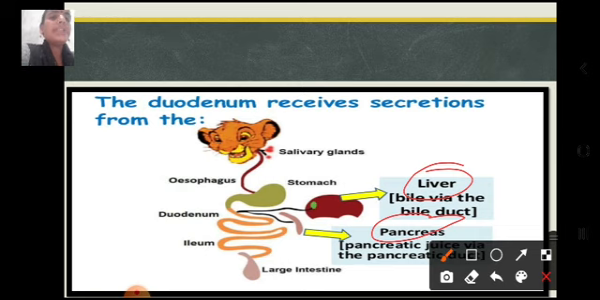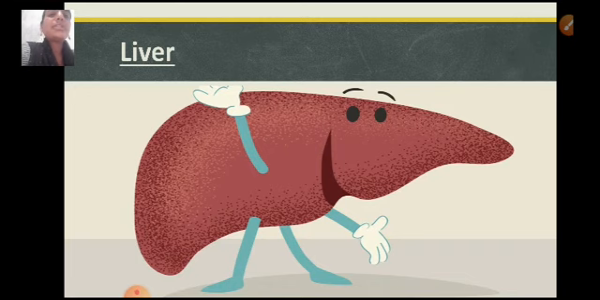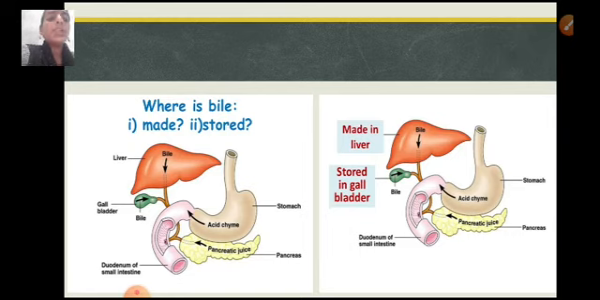As the liver secretes bile, the bile is then stored in the gallbladder. This gallbladder will then send the bile to the duodenum. So now let us proceed. Let us talk about the organ liver a little bit in detail. So this is the liver.